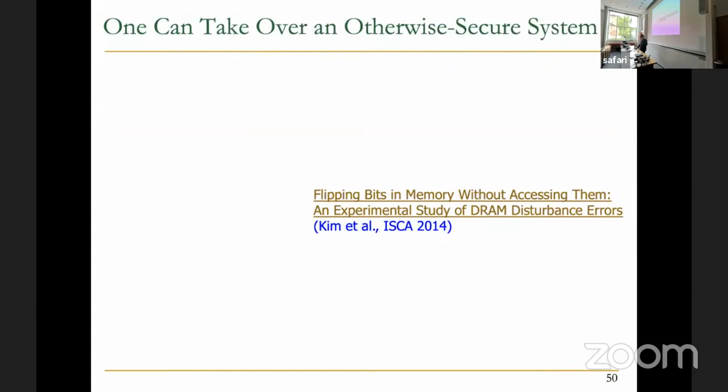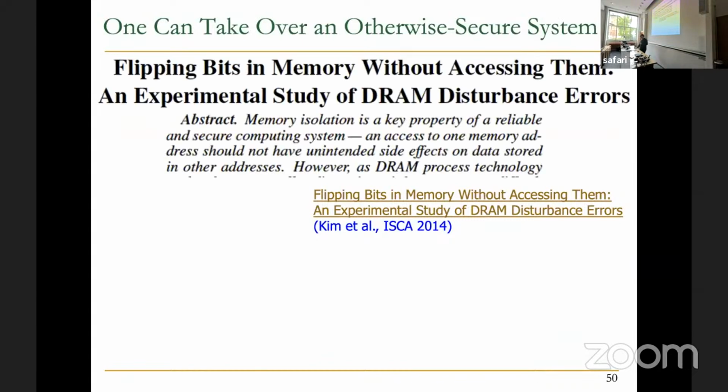I will finish at the end of the slide, but we basically said that this should not be happening. And I still think this should not be happening. In a real chip, this should not be happening, and access to one memory address should not have unintended side effects on data stored in other addresses. And we said that someone can take this program to hijack your computer. So someone can actually cause an attack.